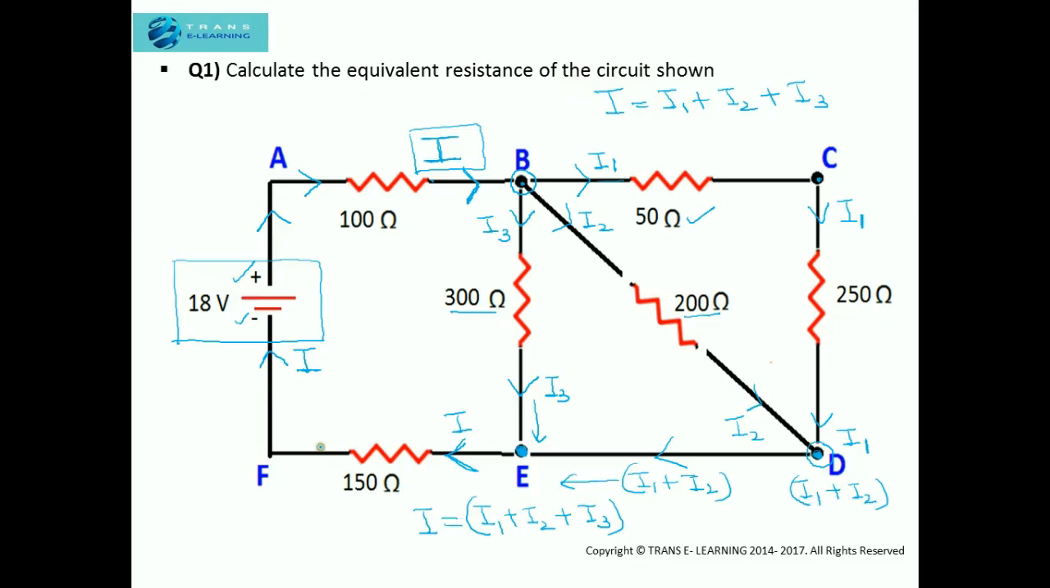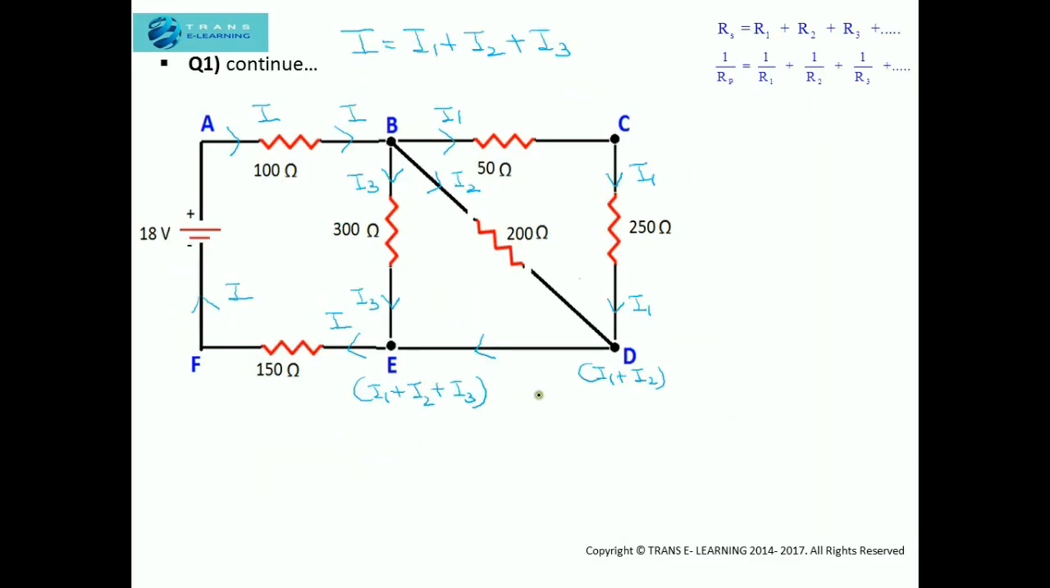Now it's time for us to analyze with the help of the currents which resistances are in series or which are in parallel, so that we can do the calculations accordingly. Let's start the second step. As you can see here, from this junction B, current I1 is flowing through the 50 ohm resistor, and the same current I1 is flowing through the 250 ohm resistor.